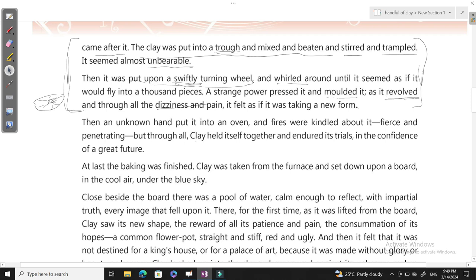But through all, clay held itself together and endured its trials in the confidence of a great future. Then an unknown hand put it into an oven. Oven is a furnace. Then it was kept in the furnace for the baking process. And fires were kindled. Fire was fired, even lit about it.